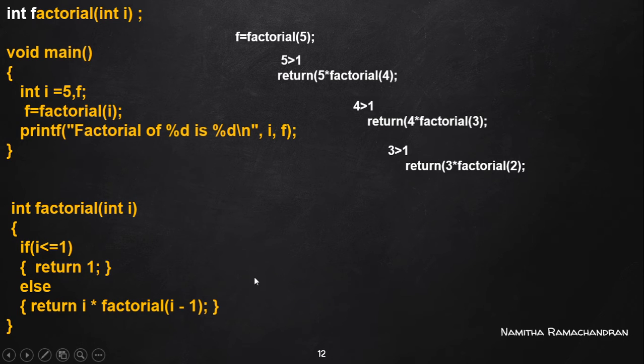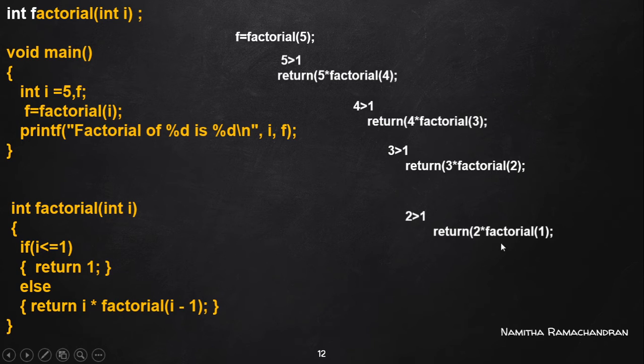What will happen? From this particular location we want to transfer control back to the starting of this function body. So what is the case now? Here now I equal to 2 and this 2 is again greater than 1. So move to the else part and execute return 2 into factorial of 1. Right? 2 into factorial of 1.